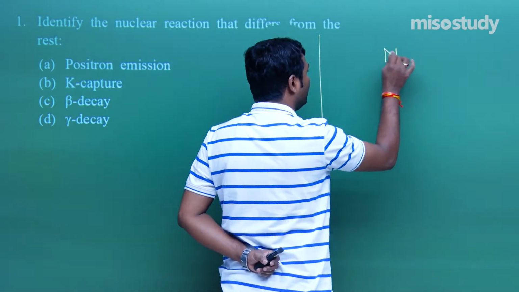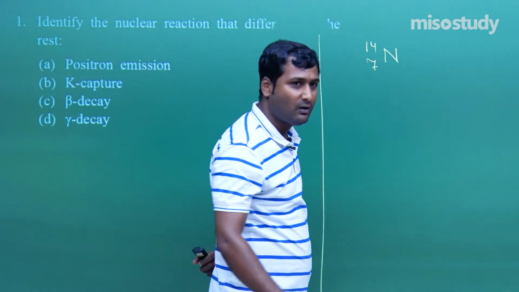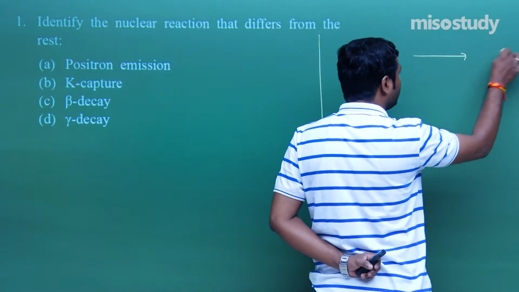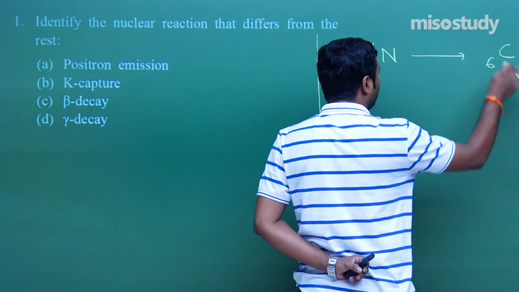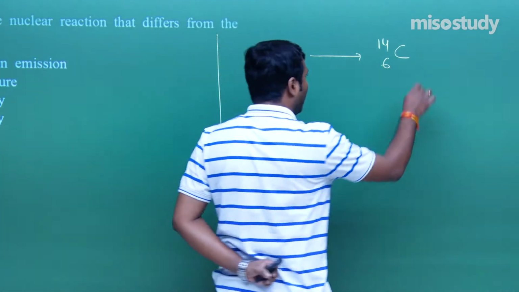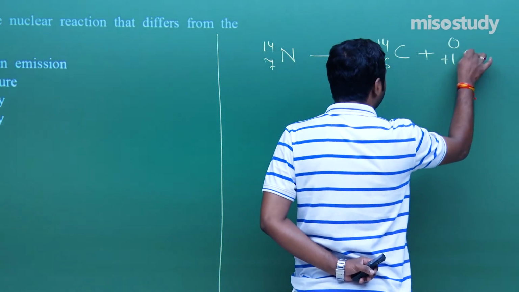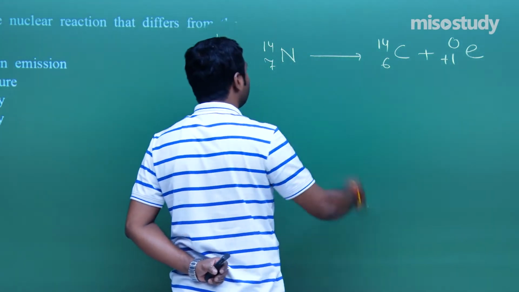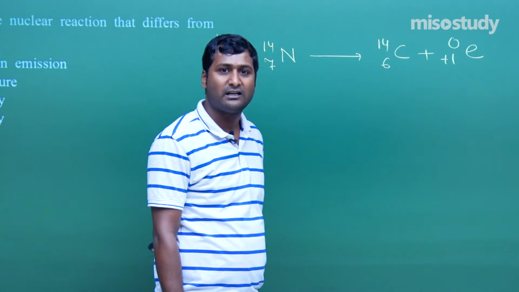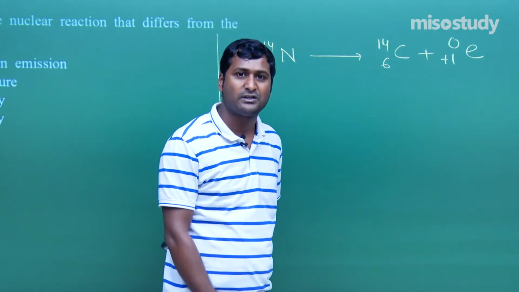I am taking here nitrogen, atomic number 7 and mass number 14. This is the stable nucleus. Now what will happen? It will be converted to carbon, atomic number 6, and the mass number here is 14. And is there any possibility of the emission of a positron? Yes, sir. Check it out. 6 plus 1 is 7, 14 plus 0 is 14. Completely balanced reaction. So this is the example of positron emission.